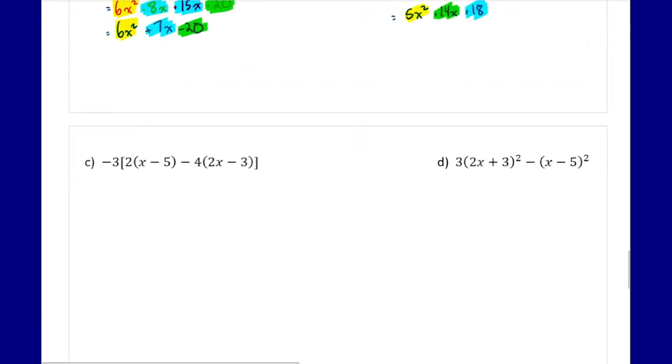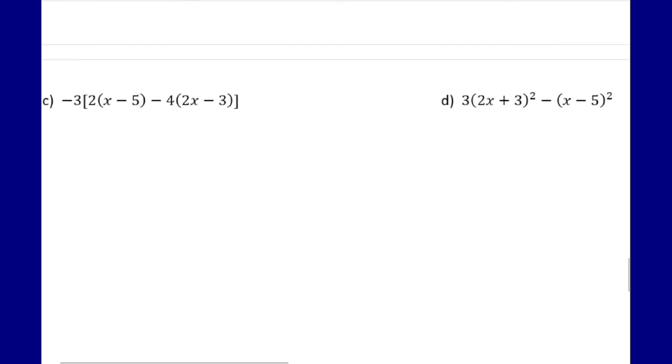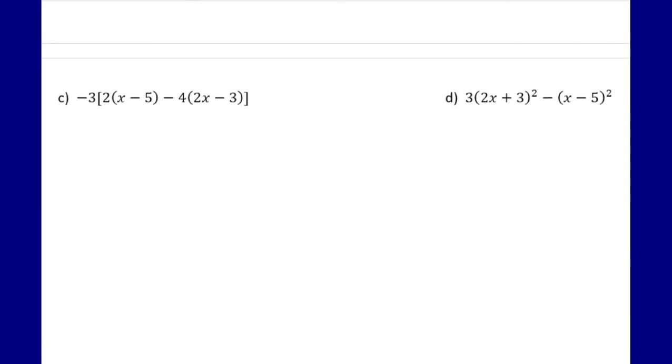So there are two more. I'll let you try these on your own. I'll give you a couple hints to help you through. When you have brackets within brackets, you work on the innermost brackets first. And then for D, just be aware of the exponents. Understand what the exponent refers to. So you might have to follow BEDMAS.